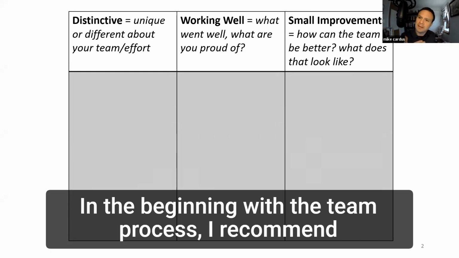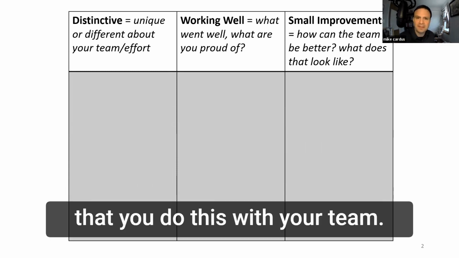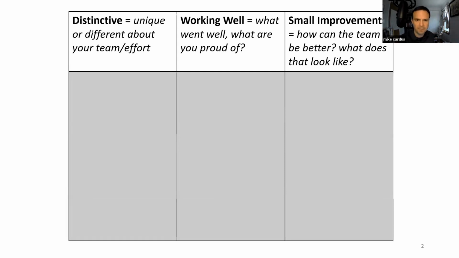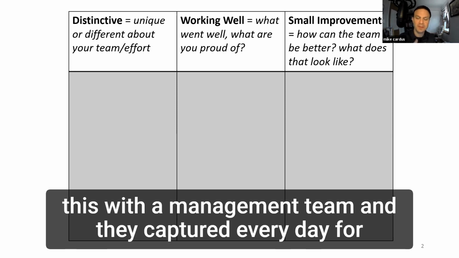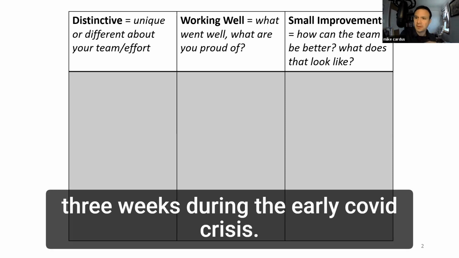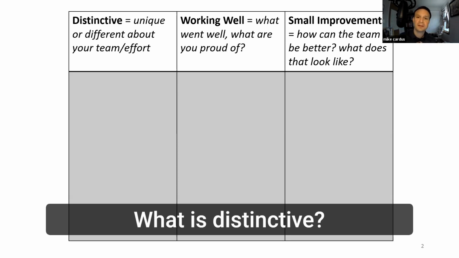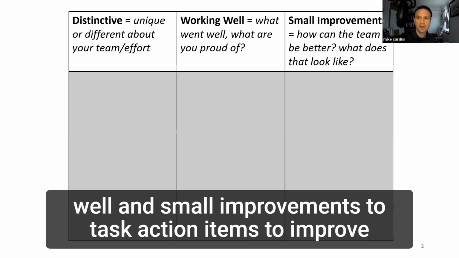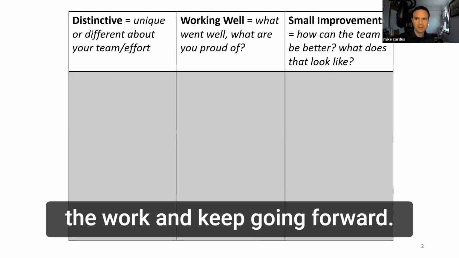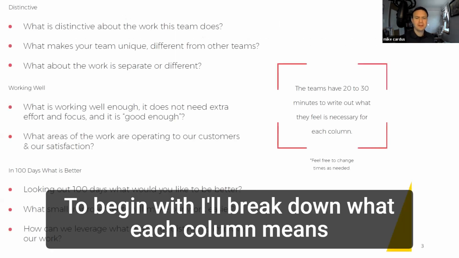So in the beginning with the team process, I recommend that you do this with your team. I'll show you an example in about 3 slides of how we did this with a management team, and they captured every day for 3 weeks during the early COVID crisis. What is distinctive? What's working well? What small improvements? And then we transferred working well and small improvements into action items to improve the work and keep going forward. So to begin with, I'll break down what each column means.